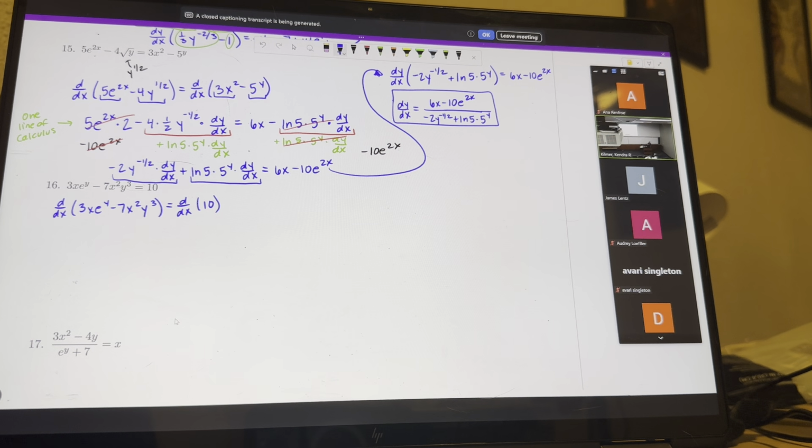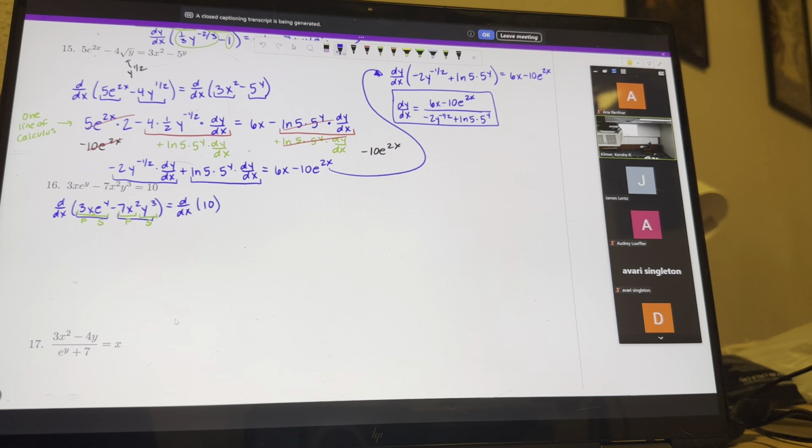Okay, so if we look at the left-hand side, we see we're dealing with a difference of two functions. But unfortunately, each of those functions that we are subtracting is written as a product. So I'm going to view this 3x as my first function and this e to the y as my second function. And then likewise, when I get to finding the derivative of that second term, I'm going to view 7x squared as my first function and y cubed as my second function. So I'm going to have to use the product rule twice.